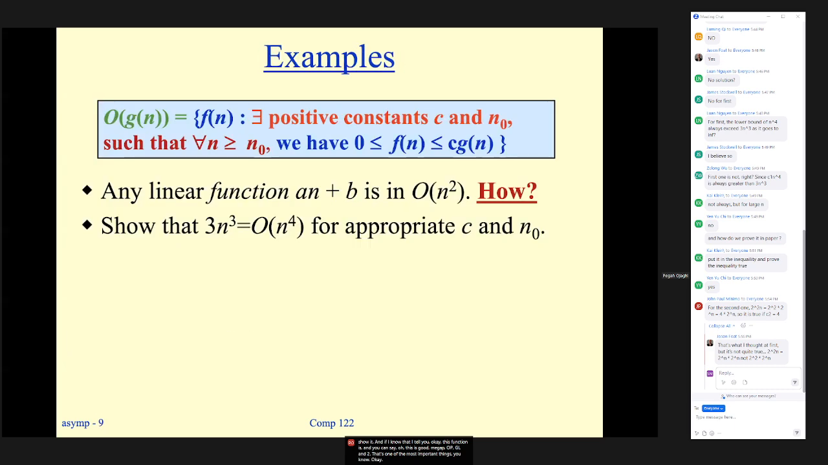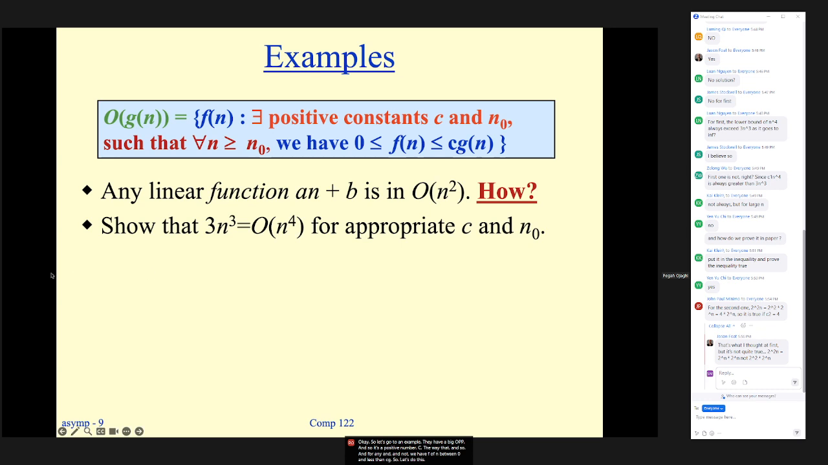So let's go to an example. We have a big O of g of n. So it's f of n. There exists a positive number, c and n naught, such that for any n greater than n naught, we have f of n between 0 and less than c g of n.